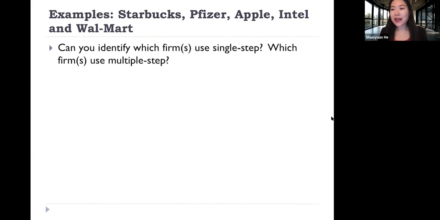But before I talk about it, please look at the 5 income statements that we have. And can you identify by yourself first, which ones are using single step, which ones are using multiple step? Please take 5 minutes and you can pause your video for now.